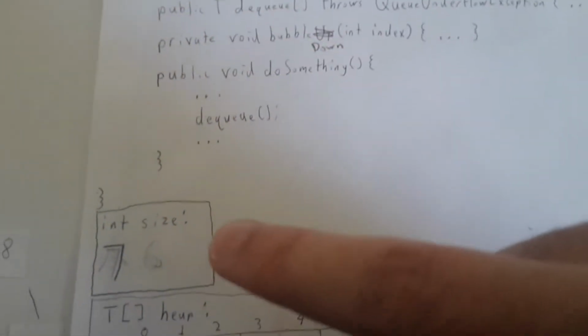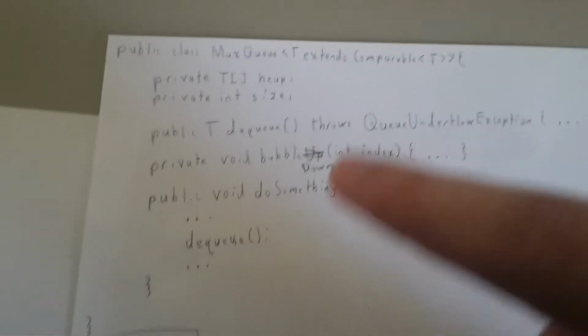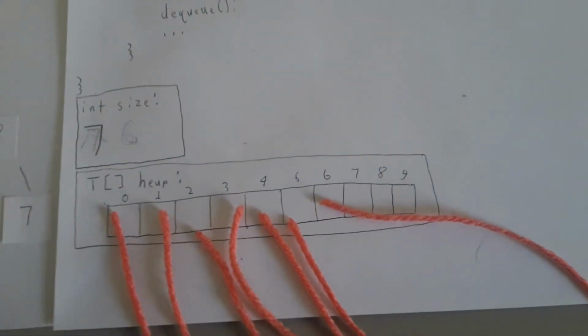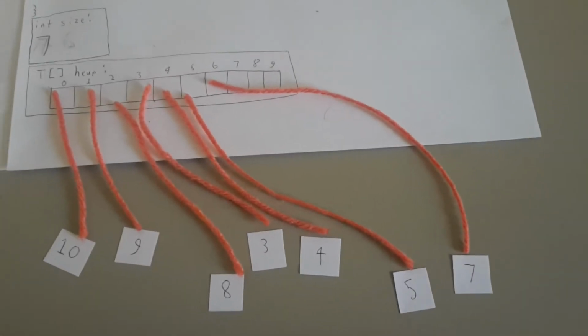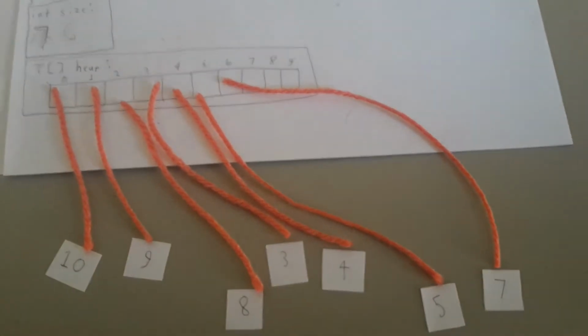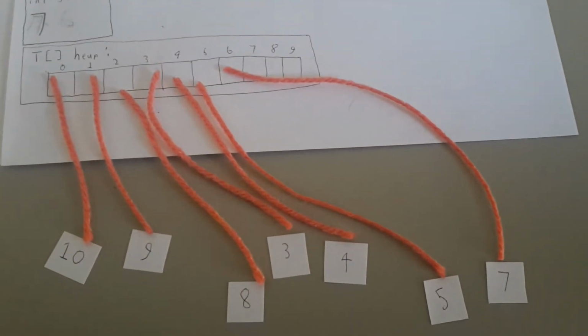So right before that is called, this is the state of the queue. So we have 7 elements in it, which is why the size is 7. And here we have the array of elements. Because these are objects, which are references in Java, I'm using these pieces of yarn to connect them. We also have this representation of the tree, which is a bit more handy.